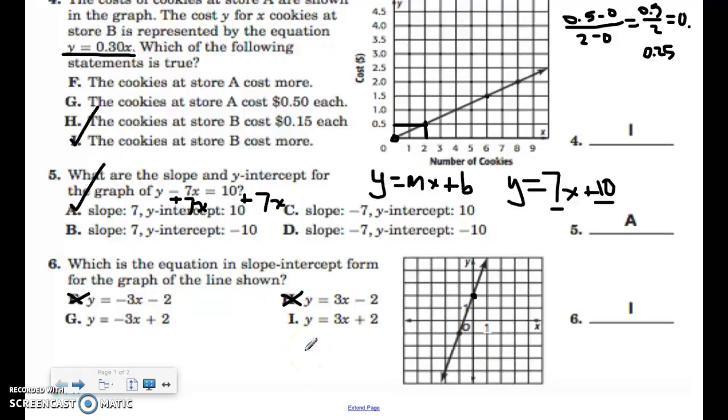From that point, you can look at it one of two ways. This line is going up from left to right, so it should have a positive slope. I is the only choice that has a positive slope. If you want to get real technical about it, use this other point. To get from this point to this point, I have to go up and over. Go up 1, 2, 3, and over 1. That sounds like a slope of positive 3 to me. That's why it's I.